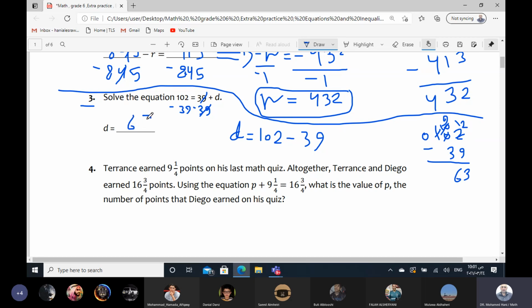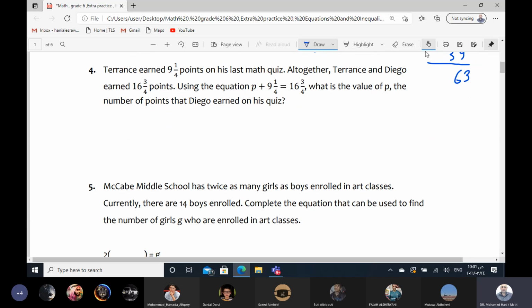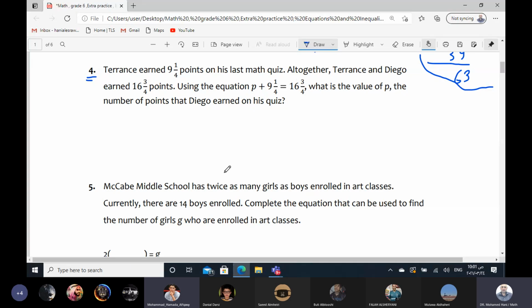D equals 63. Who can read exercise number 4, please? Who can read exercise number 4? Mister, can I read it? Okay, Muhammad, start, please.